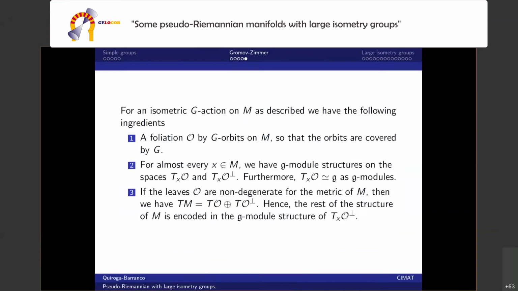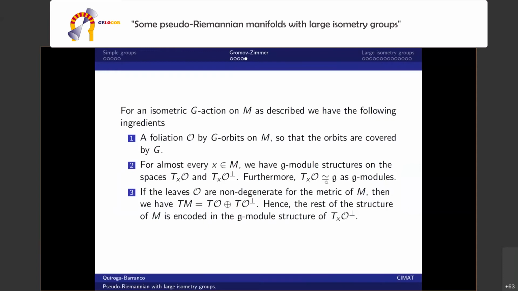So once you have this kind of theory, from your isometric G action, as I described, preserving the pseudo-Riemannian metric, with finite volume and some dense orbits, you get a foliation by G orbits. The orbits are covered by G, so you know the structure of the orbits. You also have an action on the tangent bundle to the orbits. Since it preserves the metric, you also get a representation on the normal bundle to the orbits. You know that the action on the orbits is just the adjoint representation.